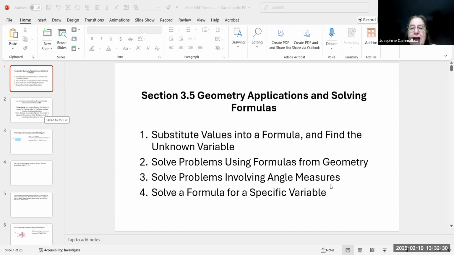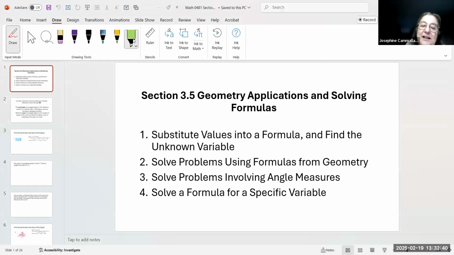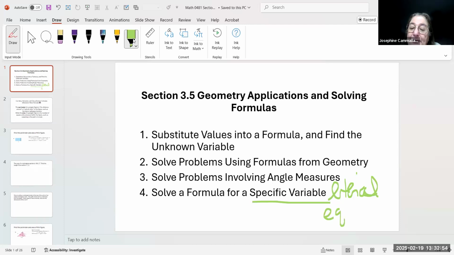And we're going to talk about the angle measures and finding what we call solving for a specific variable, which means we're going to be talking about literal equations, which means there's not as many numbers as there is letters. Well, here we go.